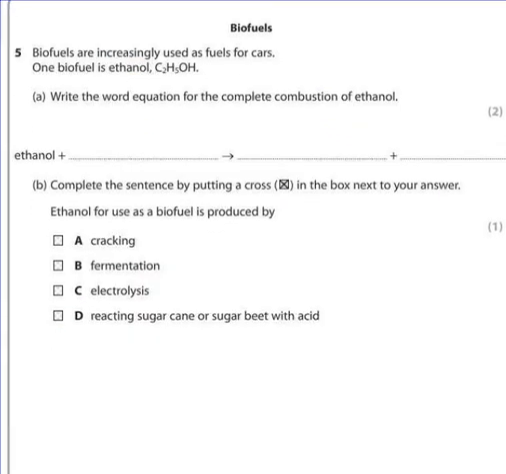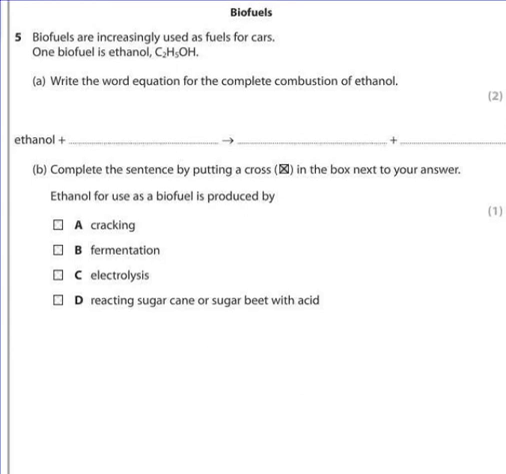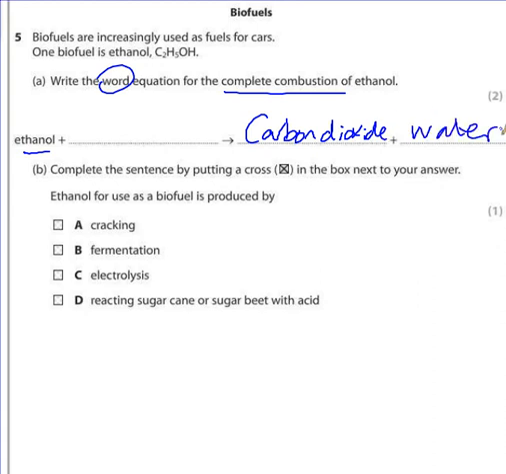Question 5, biofuels. The word equation for this, don't put symbols. Ethanol. Now, for complete combustion, we know that we're going to get carbon dioxide plus water, don't be tempted to put the symbols, so that's combustion. Ethanol plus oxygen, of course. So the key is complete combustion means we get carbon dioxide. So again, easy to remember hopefully. Fuel plus oxygen makes carbon dioxide plus water.